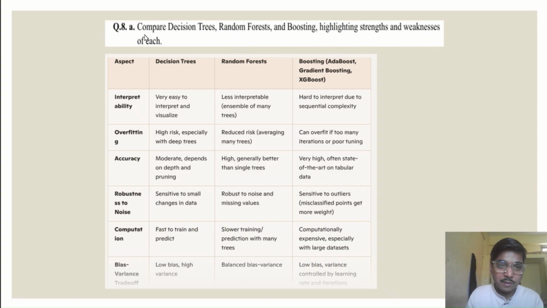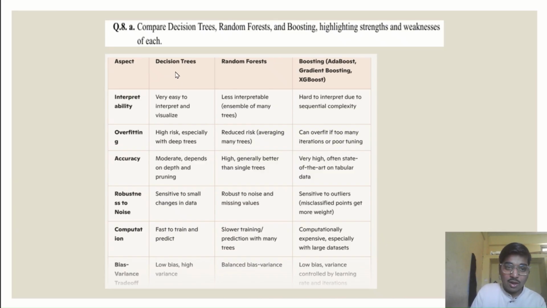Question number 8, A part, is asking to compare decision trees, random forest, and boosting, highlighting the strengths and weaknesses of each. First of all, decision trees are very easy to interpret, whereas random forests are less interpretable, as they are generally an ensemble of many trees. In boosting, the method makes it very hard to interpret due to the sequential complexity.